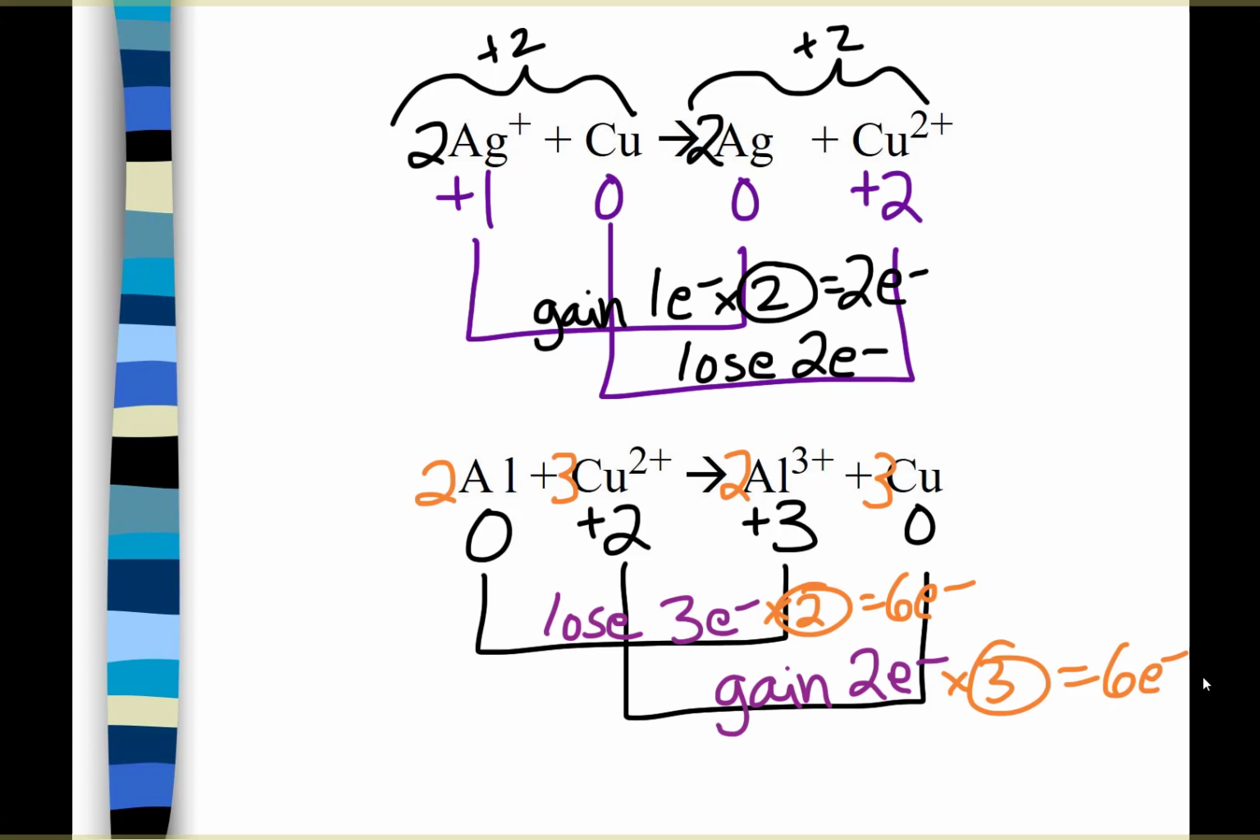And last but not least, look and see the total charge on either side. I have a total charge of a +6 here. That's because we've taken away the spectator ions, and so we're just looking at those cations. All right, so everything matches, so this is balanced.